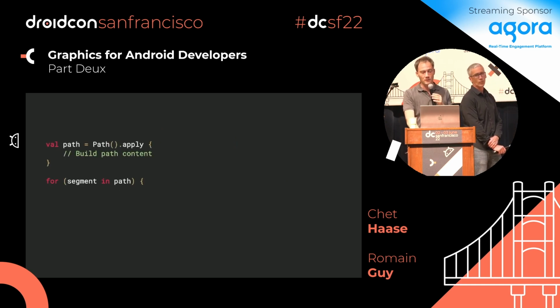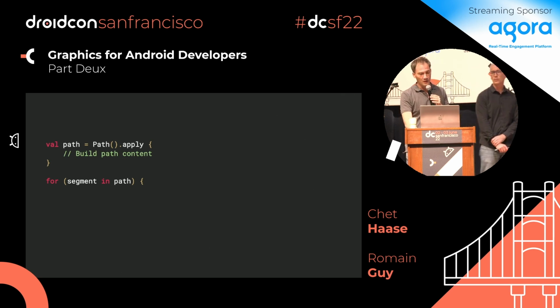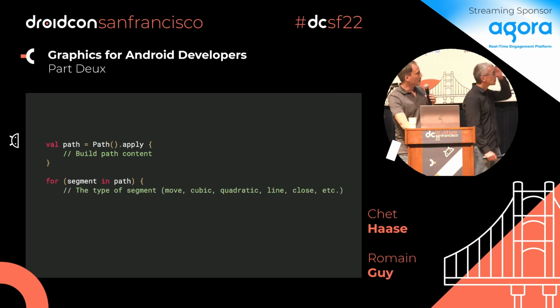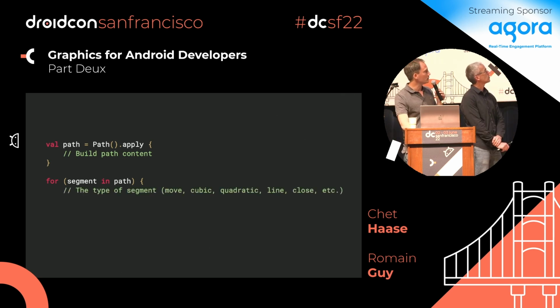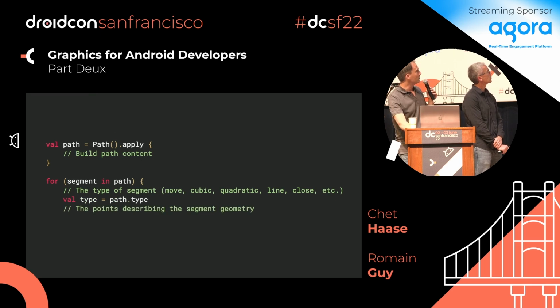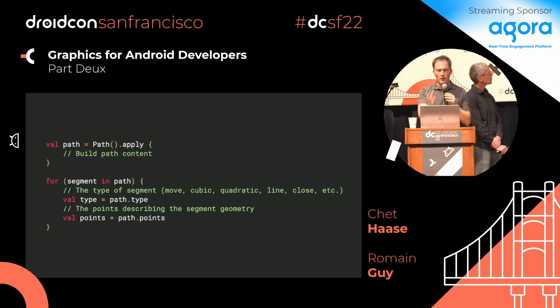So in Kotlin, you're just going to say for segment in path. And for each segment, it's going to give you the type of the segment. Actually, the code is wrong, it's segment.type, not path.type. And then it's also going to give you the points, so the anchor points and the control points. There are other APIs to avoid allocations and stuff like that, but basically that's how it works.